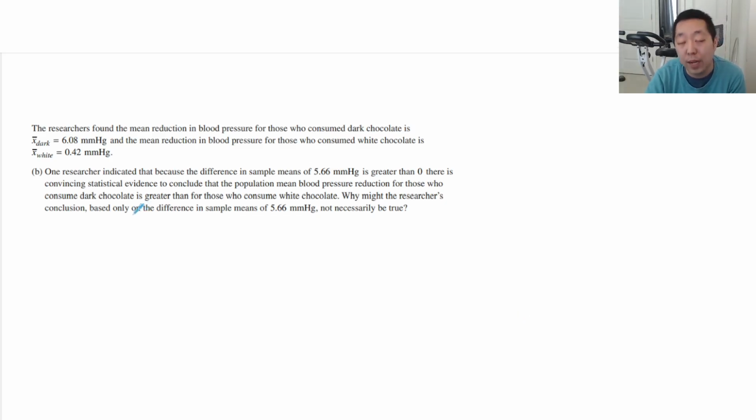Because the difference might just be random. Okay, that's why we run a p-value test. That's why we run hypothesis testing, because the difference alone could just be statistical luck.